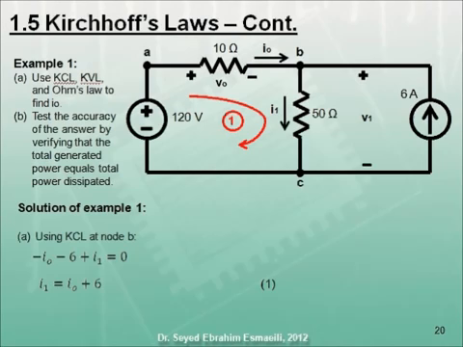We obtain one of these equations by applying Kirchhoff's current law to either node B or C. Summing the currents at node B and assigning a positive sign to the currents leaving the node gives minus I0 minus 6 plus I1 equals 0, or I1 equals I0 plus 6. This is the first equation.